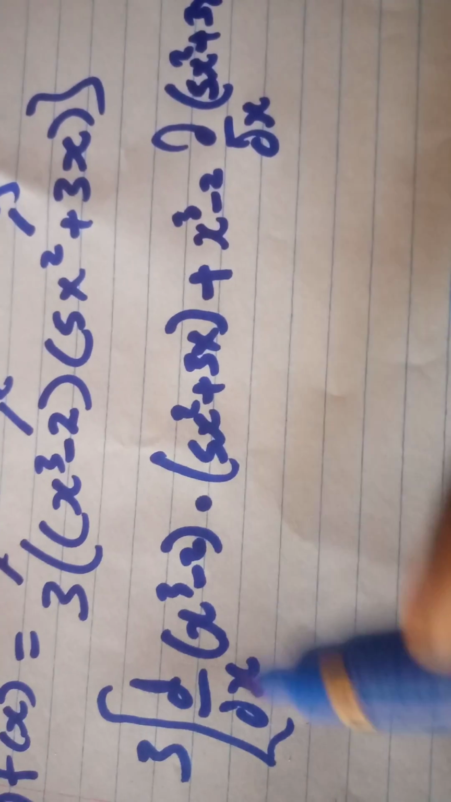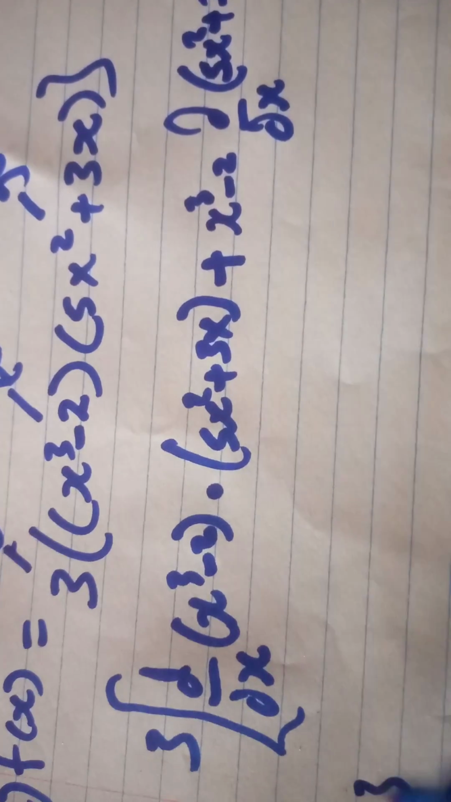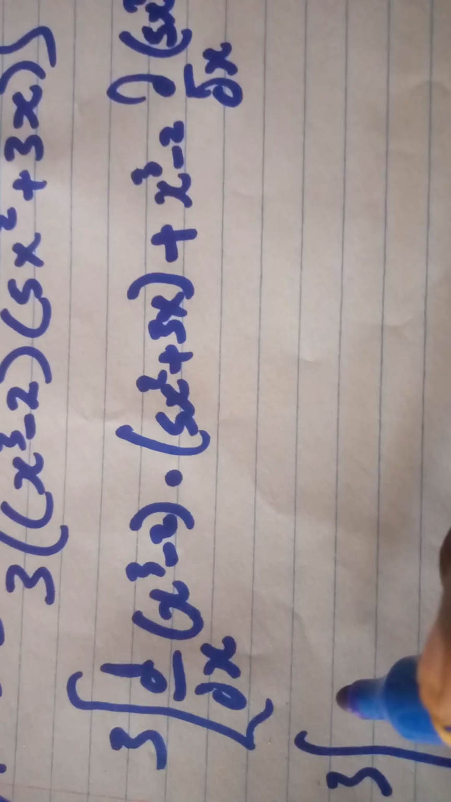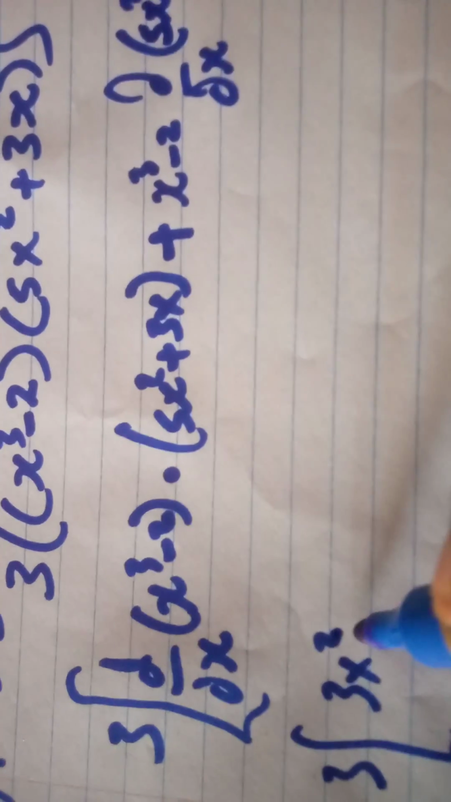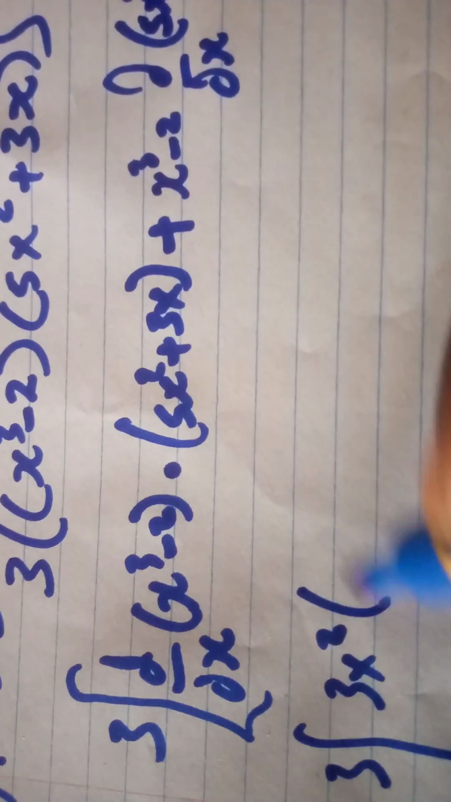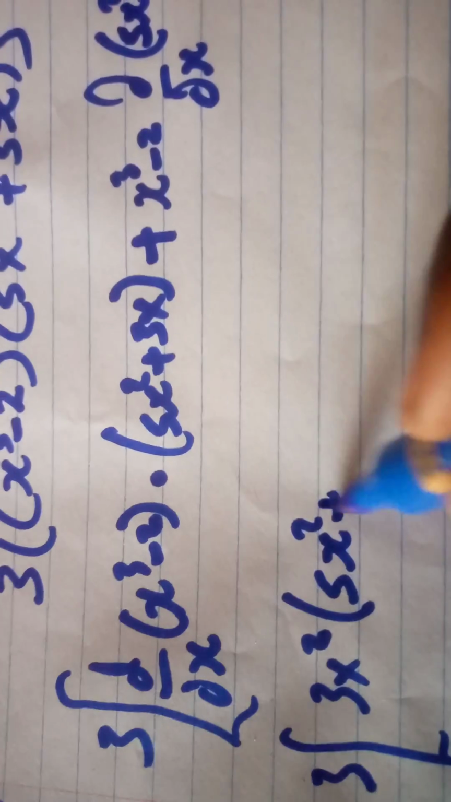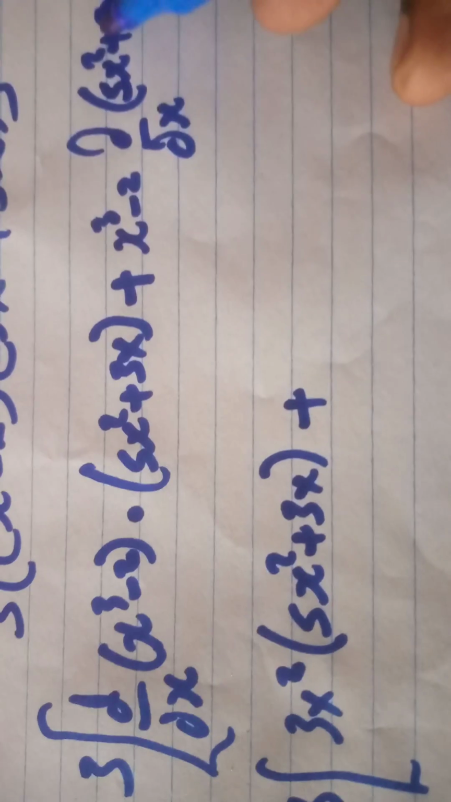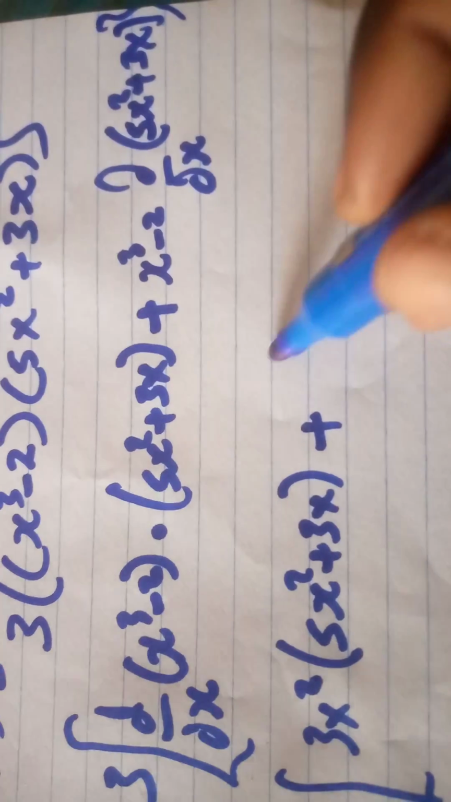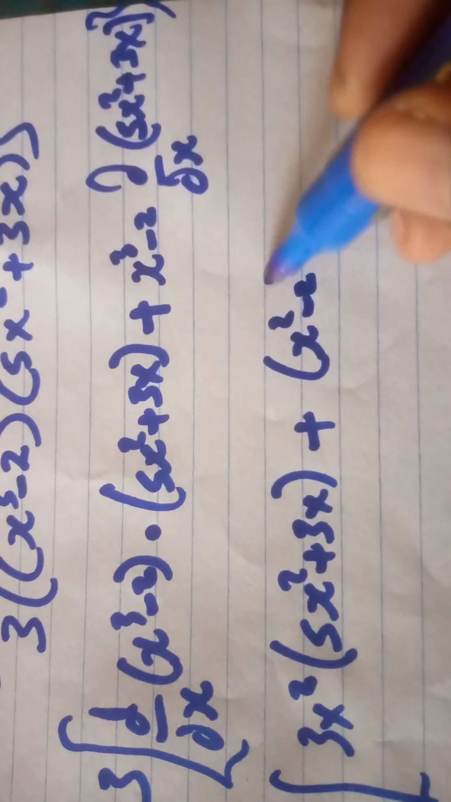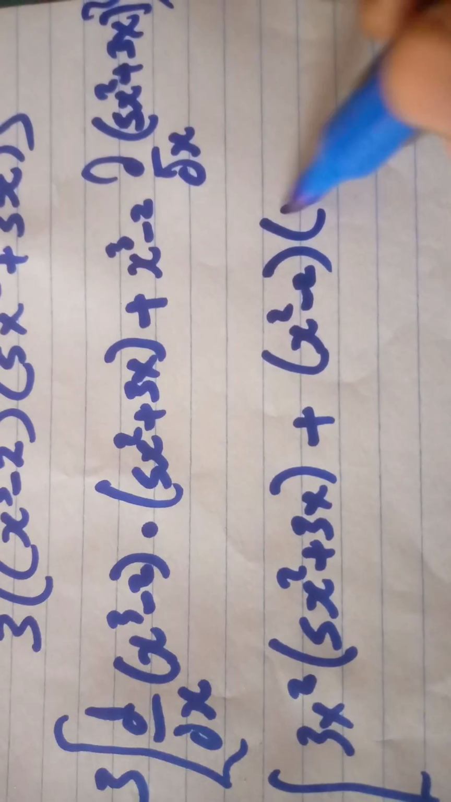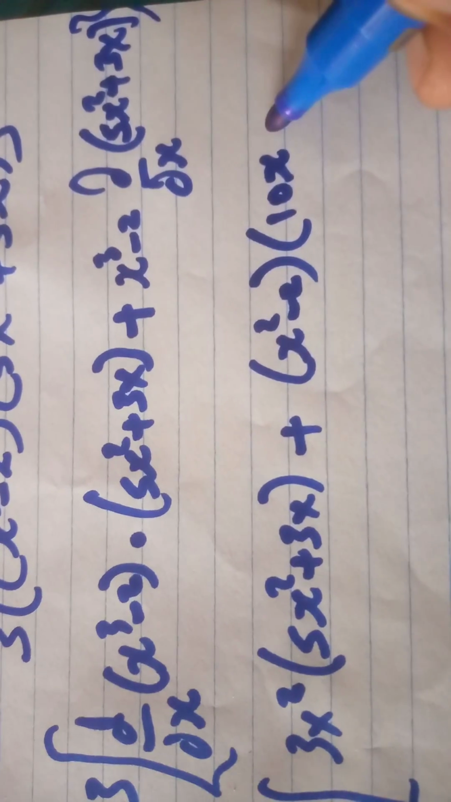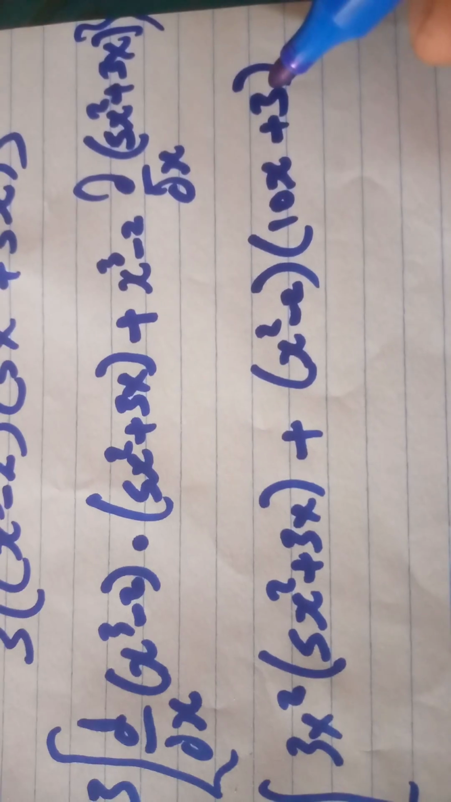So if you find the derivative of this, I'm going to have 3x squared, then multiplied by 5x squared plus 3x, add the derivative of this side, I'm going to have minus 2, times 10x plus 3.